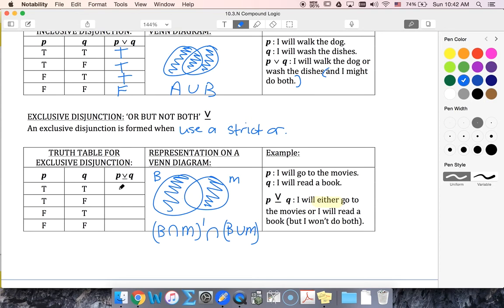So now for my exclusive disjunction to be true, only one of my statements can be true. So here I have truth, but here is false because this doesn't mean one or the other and not both, because here it's both. One or the other but not both, well, it's neither one here, so my exclusive disjunction is false.